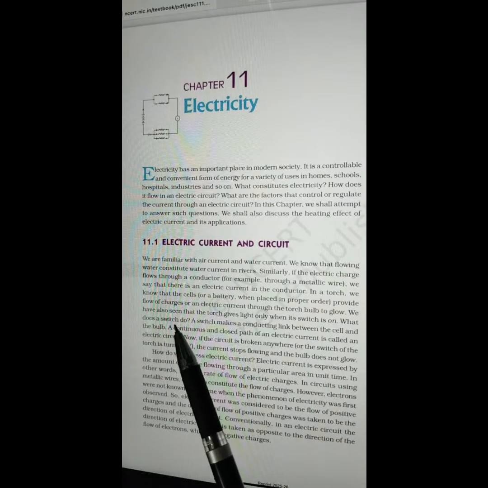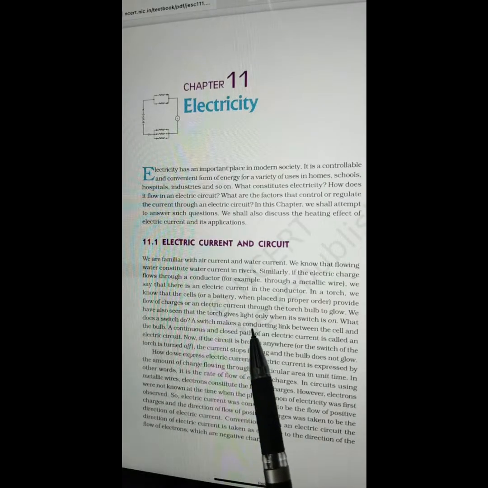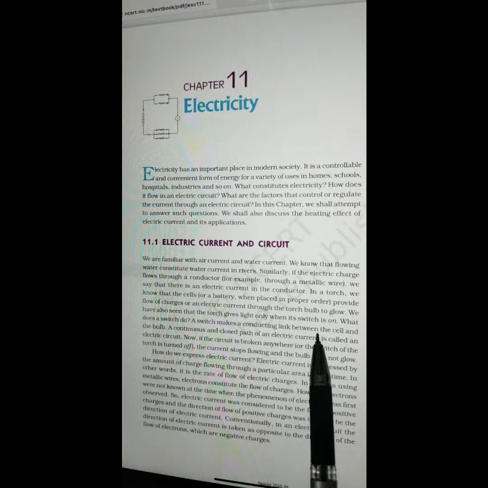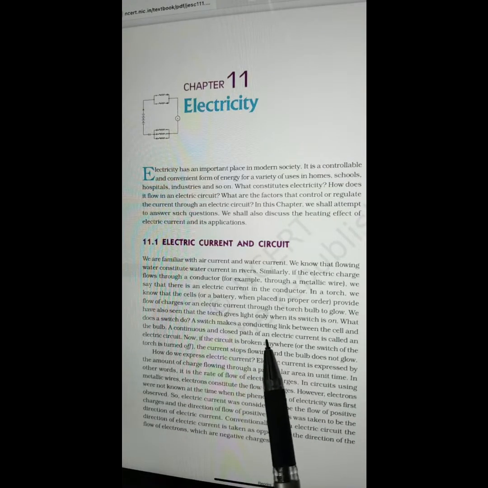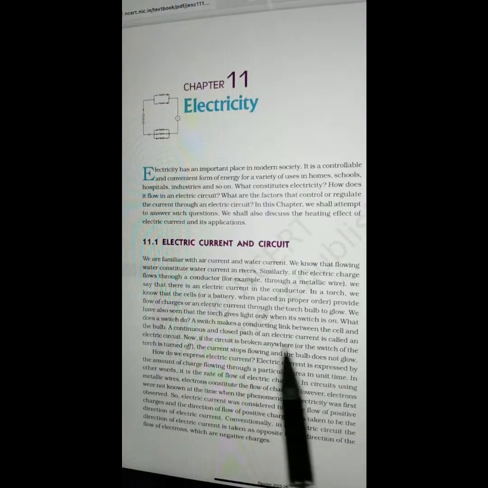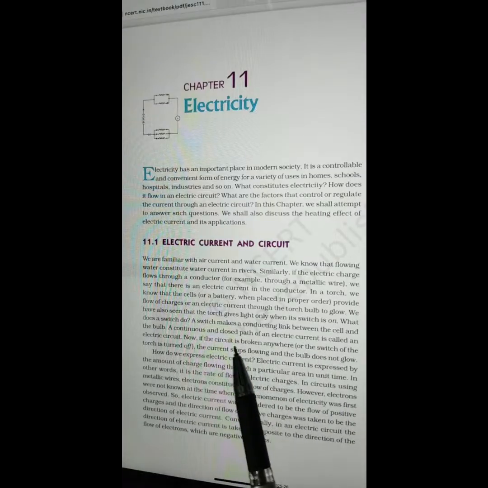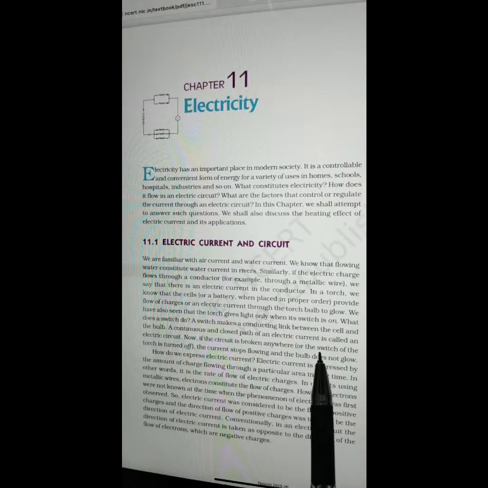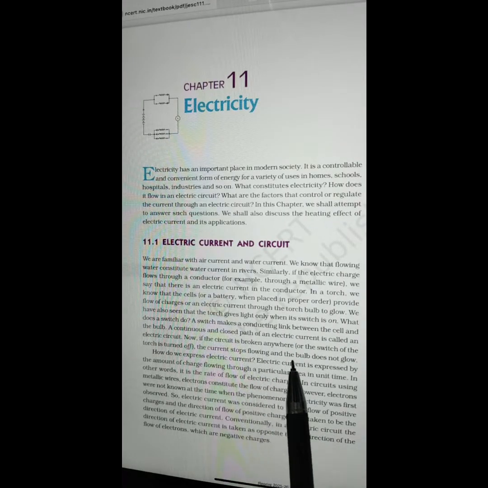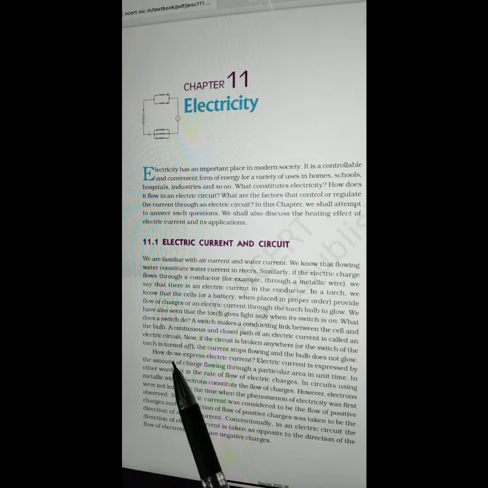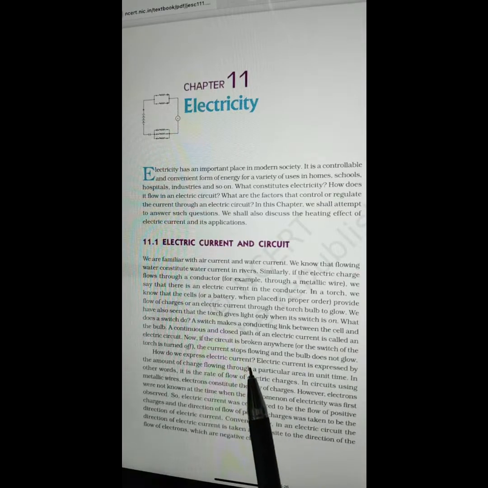We have also seen that the torch gives light only when its switch is on. What does a switch do? A switch makes a conducting link between the cell and the bulb. A continuous and closed path of an electric current is called an electric circuit. Now, if the circuit is broken anywhere or the switch of the torch is turned off, the current stops flowing and the bulb does not glow.